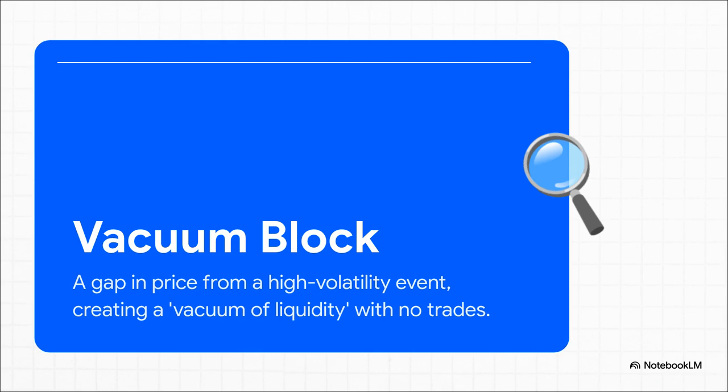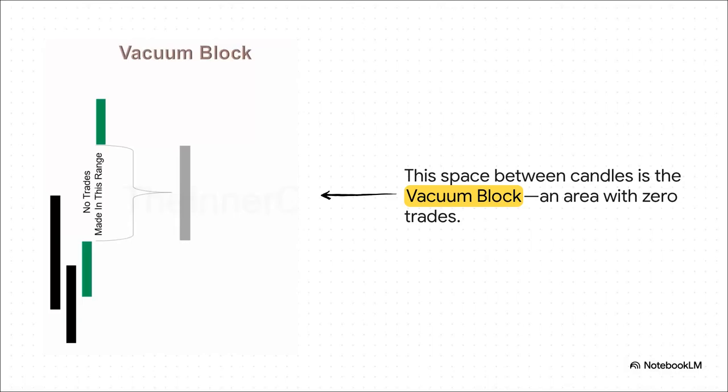So what exactly is a vacuum block? Think of it as a gap that's created by a really intense, high-volatility event. The key concept here is that it creates a vacuum of liquidity. It's like a literal hole in the market's fabric where absolutely zero transactions took place. None. And you can see it perfectly right here, that big empty space between the close of that one candle and the open of the next one, that is the vacuum block. It's a void of information.